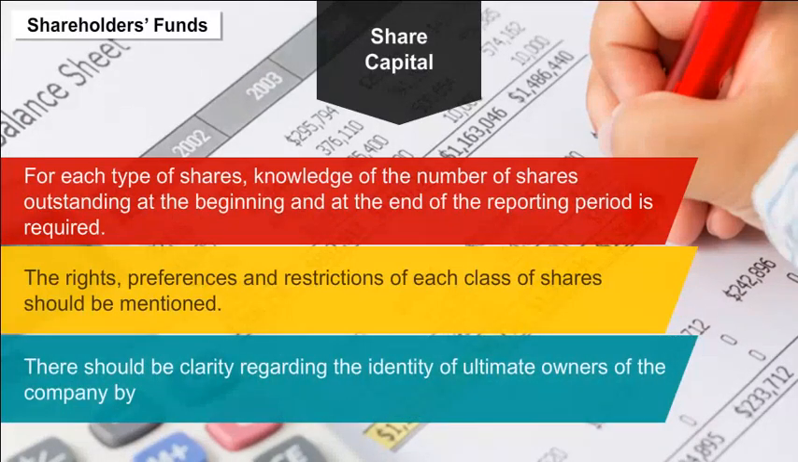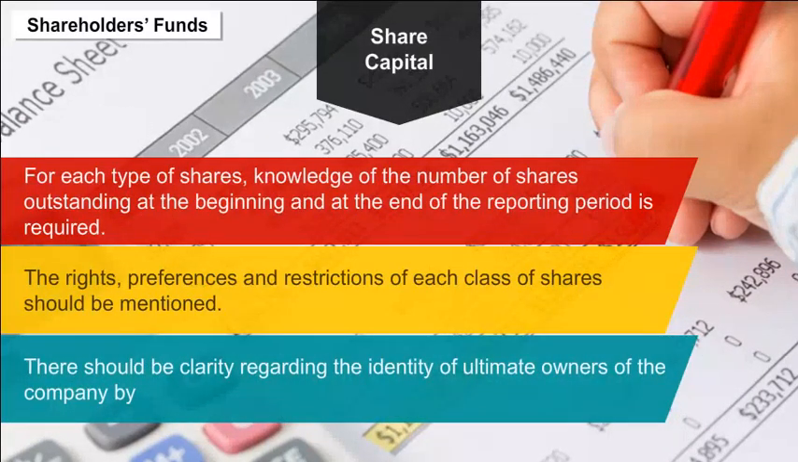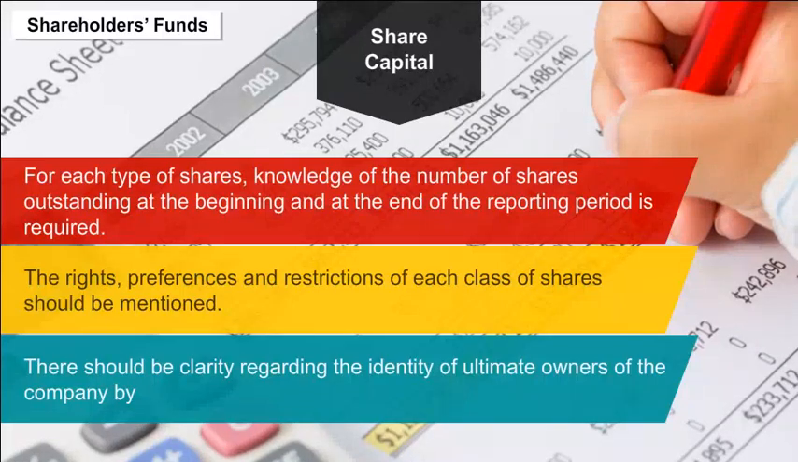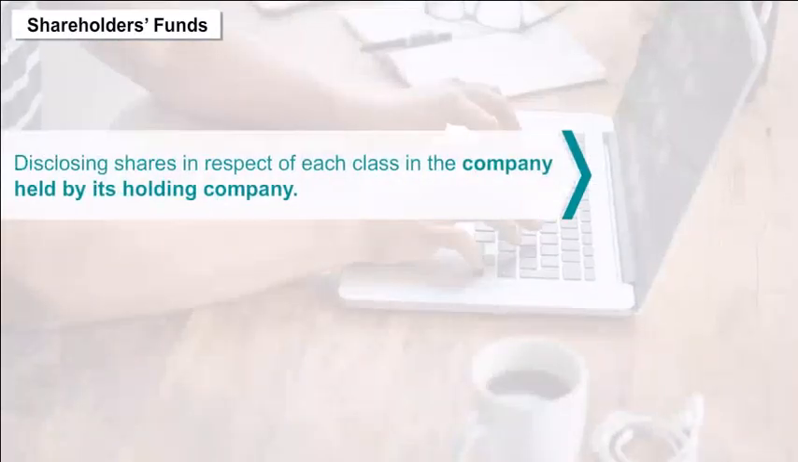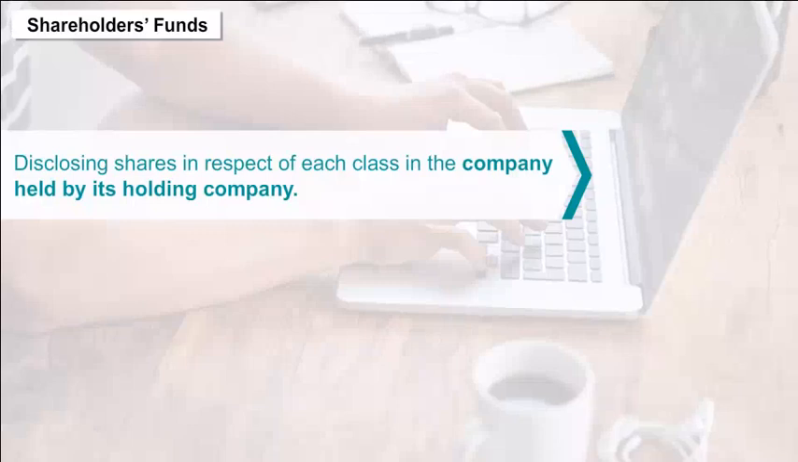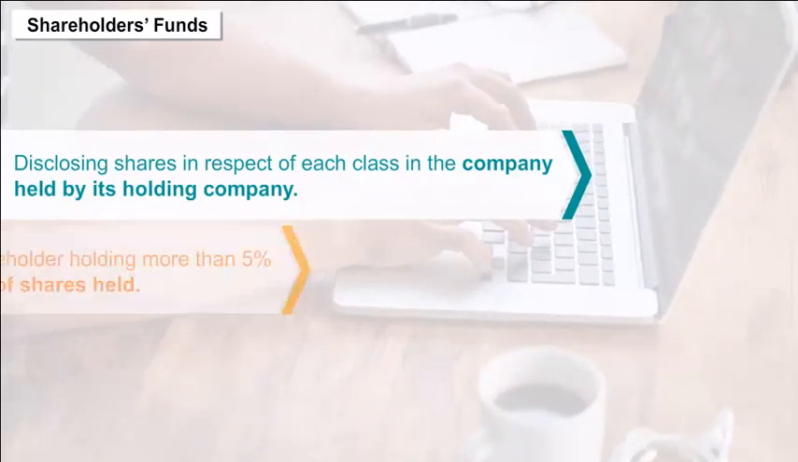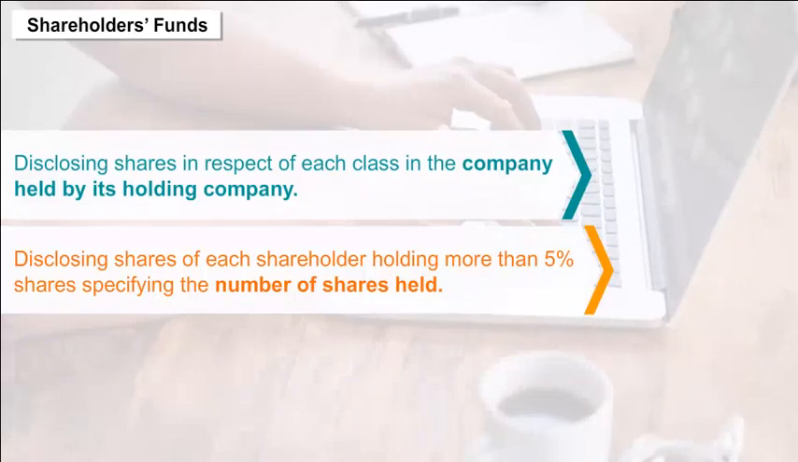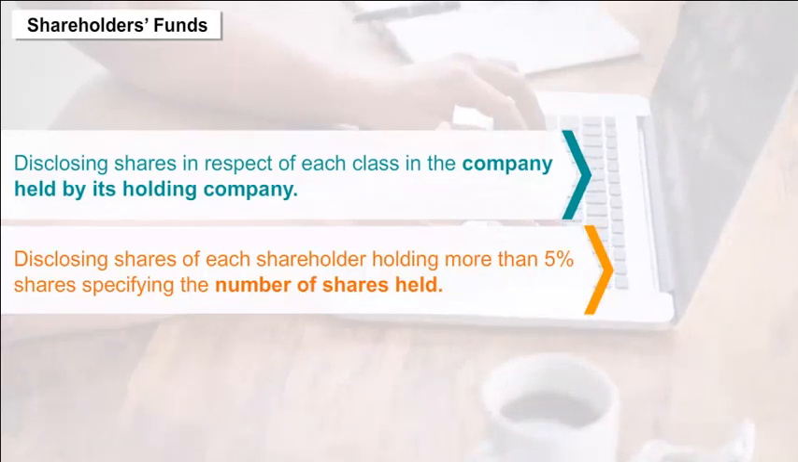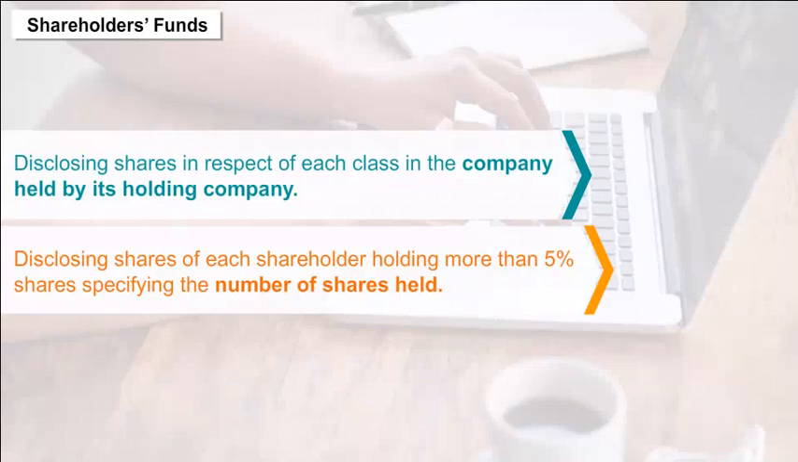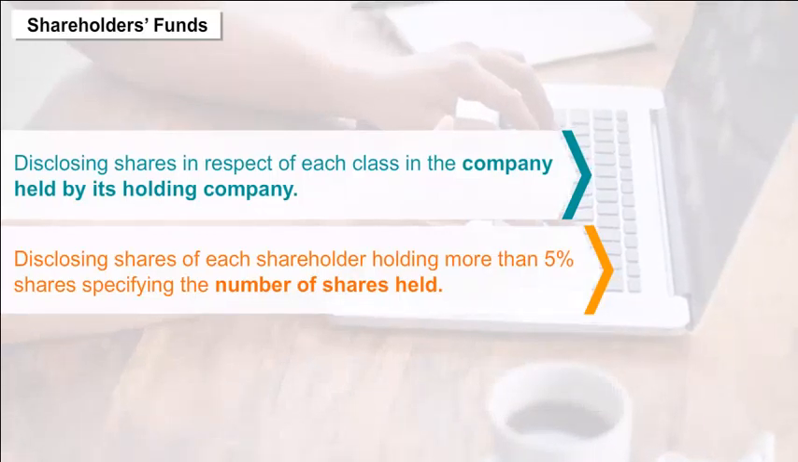B. The rights, preferences and restrictions of each class of shares should be mentioned. C. There should be clarity regarding the identity of ultimate owners of the company by 1. Disclosing shares in respect of each class in the company held by its holding company. 2. Disclosing shares of each shareholder holding more than 5% shares, specifying the number of shares held.